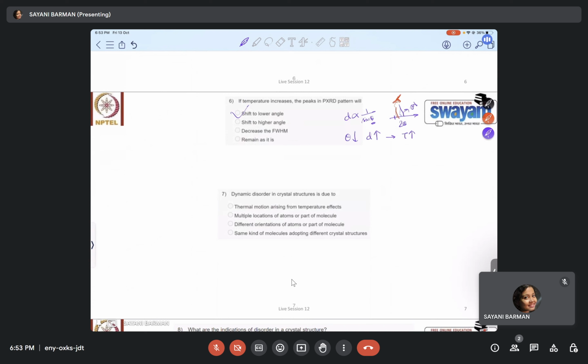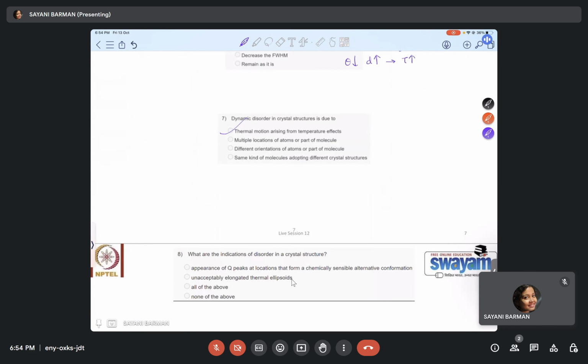Next one: dynamic disorder in crystal structures is due to thermal motion. Thermal motion arising from the temperature effects. And do you remember for which static disorder happens? Static disorders are because of the location or the position of the atoms, right? But dynamic disorder is due to thermal motion.